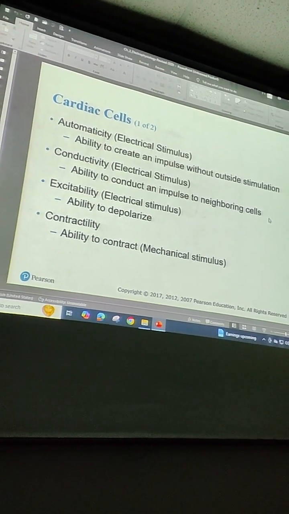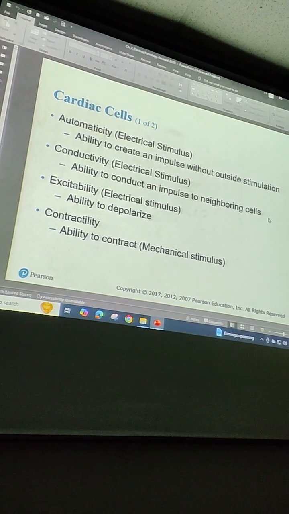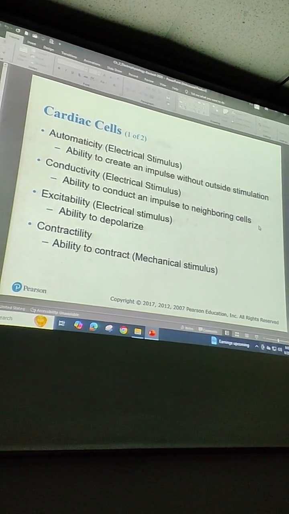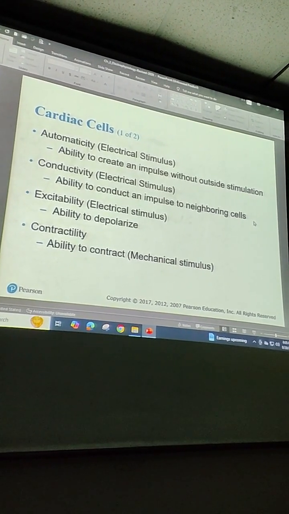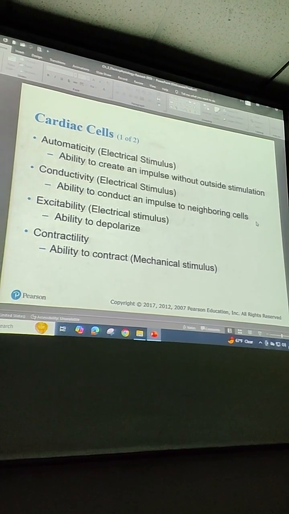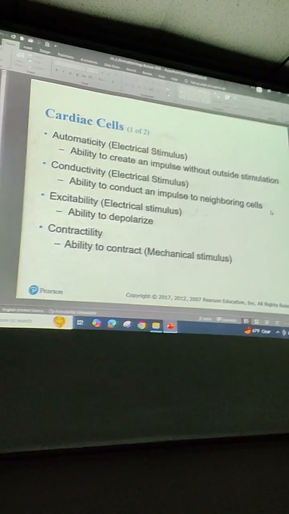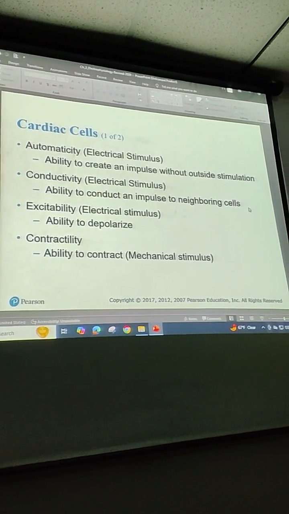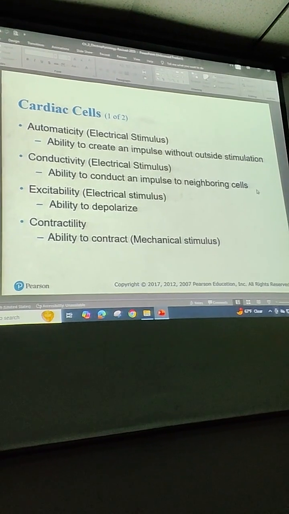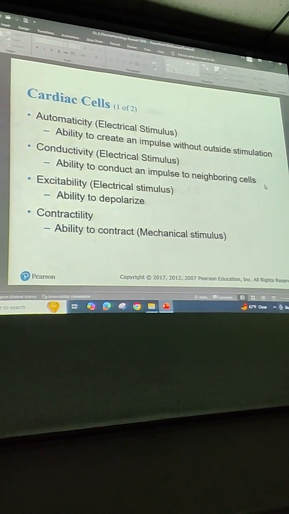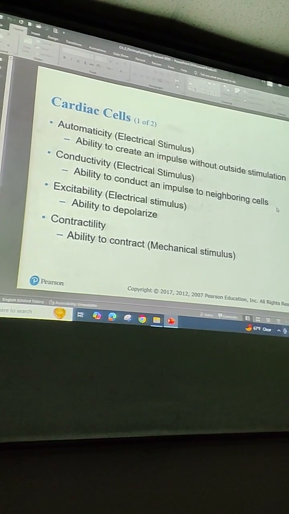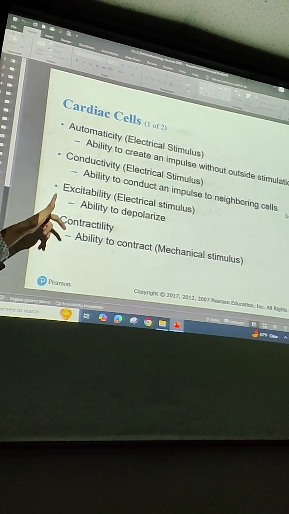Electrical stimulus, conductivity. One cell is going to send the information, the stimulus, to the next cell. This is like the relay center. Remember, there are certain cells that have the same function, so they have the same characteristics. When one cell activates, it passes to the next one, to the next one, and all of them are going to become active. So that's what is called conductivity. Conductivity is that conduction. One triggers the other one, passes the message, passes the message to the next one. That's basically what it is.